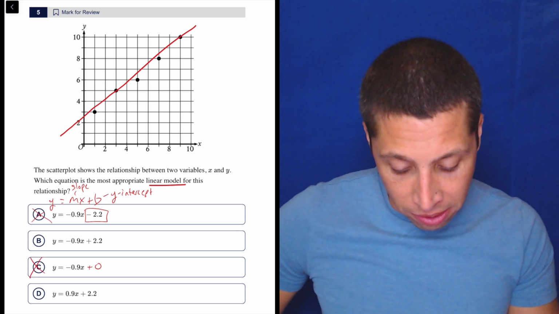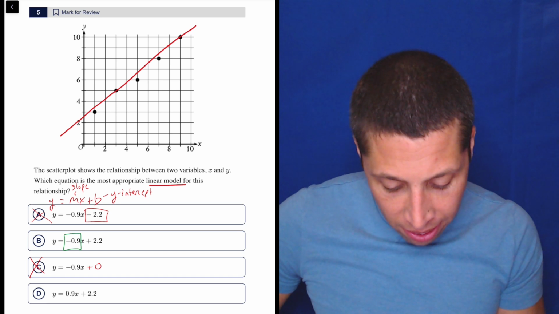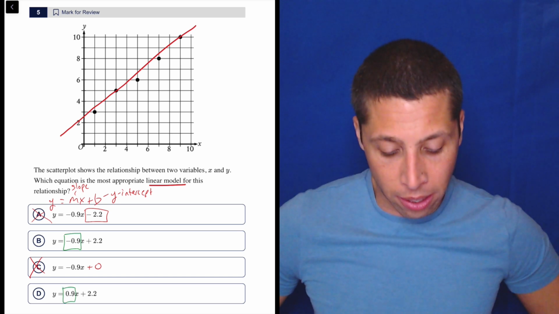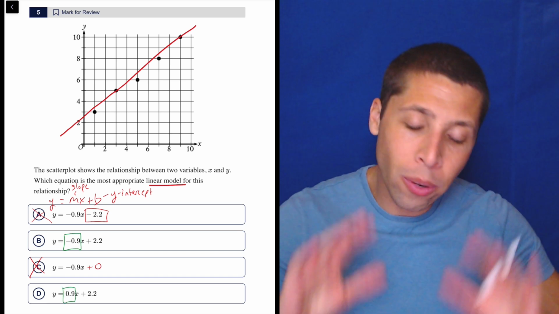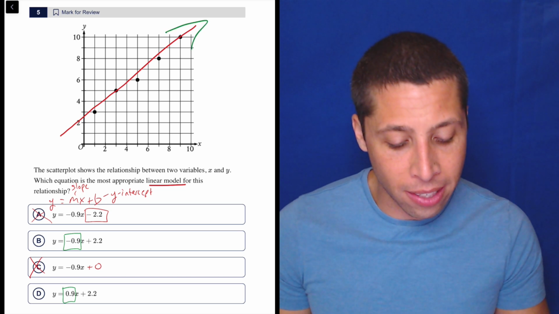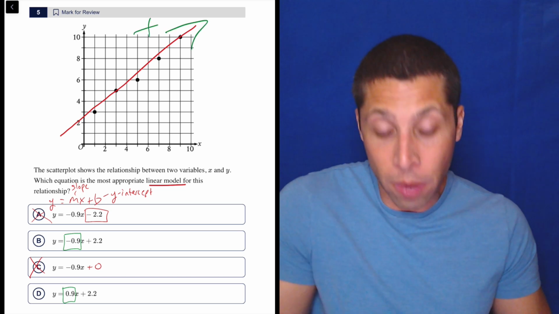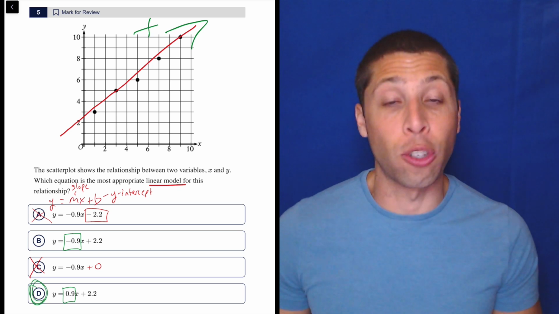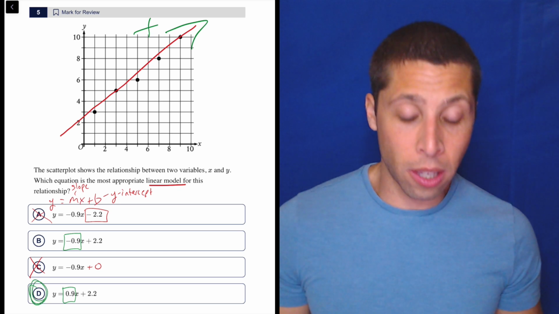Then we get to the other piece of this, which is the slope. And we can see that the number attached to the x is different. It's either positive or negative. So I don't actually need to calculate the slope here. I just need to know the direction. This is a positive slope. It's going up. So there you go. Positive slope means it's got to be choice D. So don't do more work than you need to.